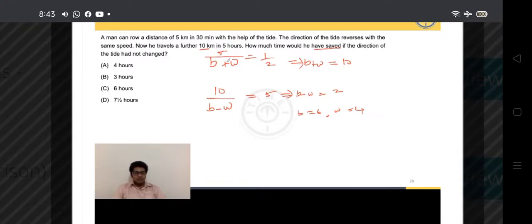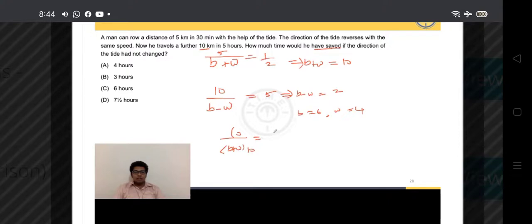So I travel the first 5 in half an hour. That's not going to affect. The remaining 10, I travel at B plus W, because the direction has not changed. It's actually helping me. So what is B plus W? 10. So this will be 10.